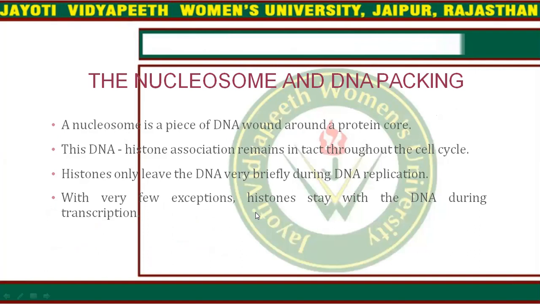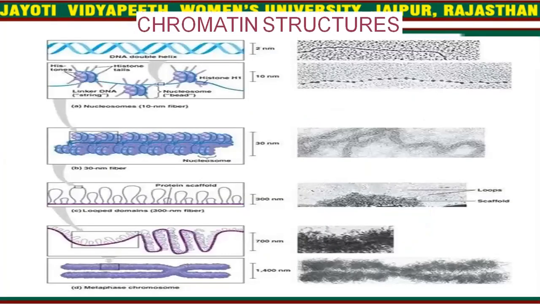Now coming to the nucleosome and DNA packaging. A nucleosome is a piece of DNA wound around a protein core. This DNA histone association remains intact throughout the cell cycle. Histones only leave the DNA very briefly during DNA replication, with very few exceptions. Histones stay with the DNA during transcription. These are the chromatin structures, as I told you in my previous session.